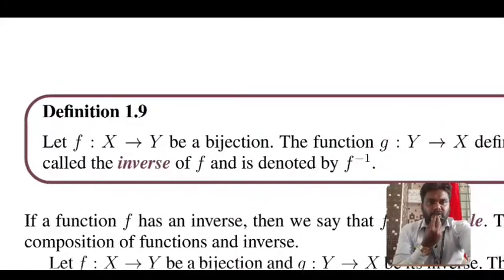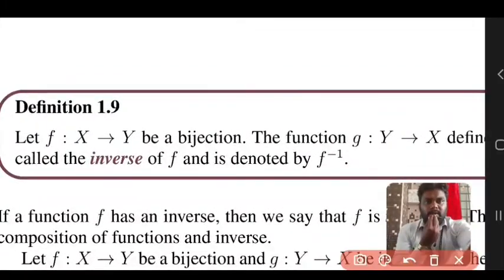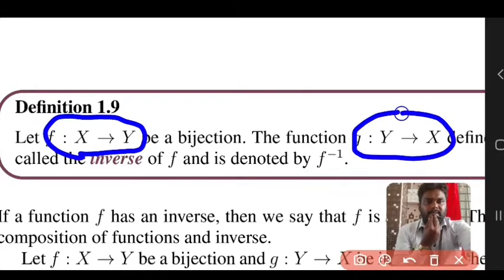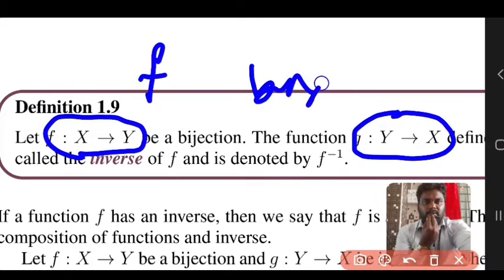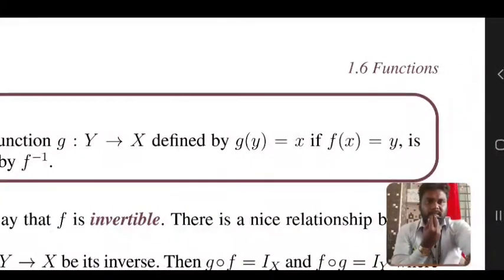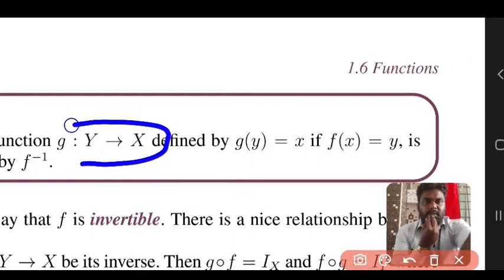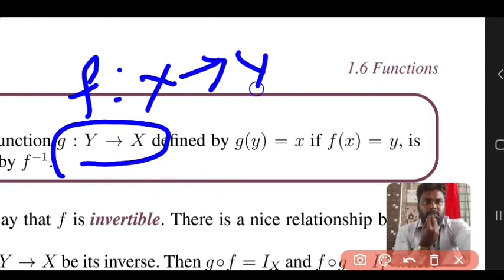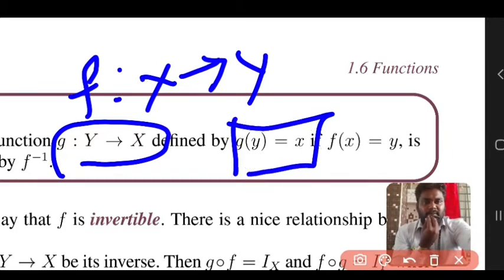Then the function g from Y to X. We take f as a bijection function, not only a function, and g is a function from Y to X defined by g of y equal to x, if f of x equal to y.